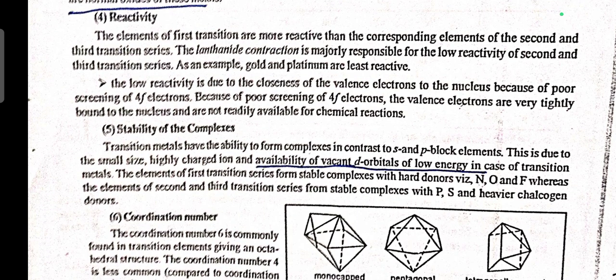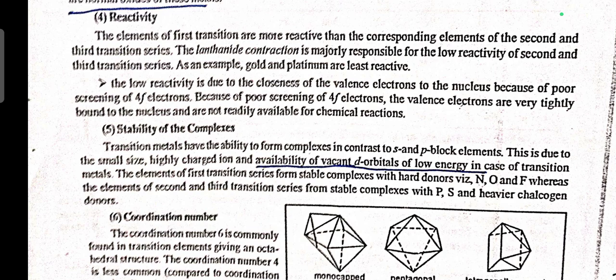Reactivity. The elements of the first transition series are more reactive than corresponding elements of second and third transition series. The lanthanide contraction is majorly responsible for the low reactivity of second and third transition series. As an example, gold and platinum are least reactive. The low reactivity is due to the closeness of the valence electrons to the nucleus. Because of poor screening of 4f electrons, the valence electrons are very tightly bound to the nucleus and are not readily available for chemical reaction.